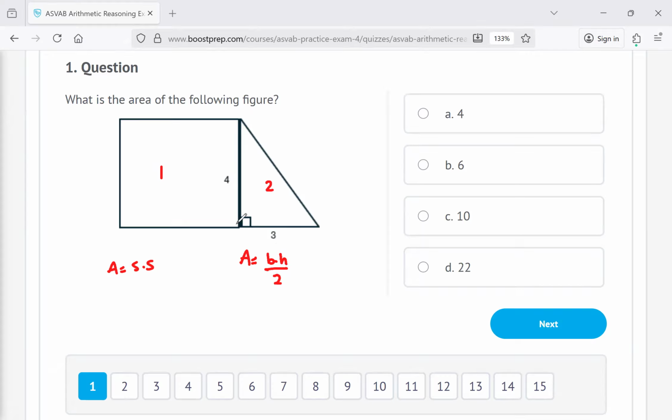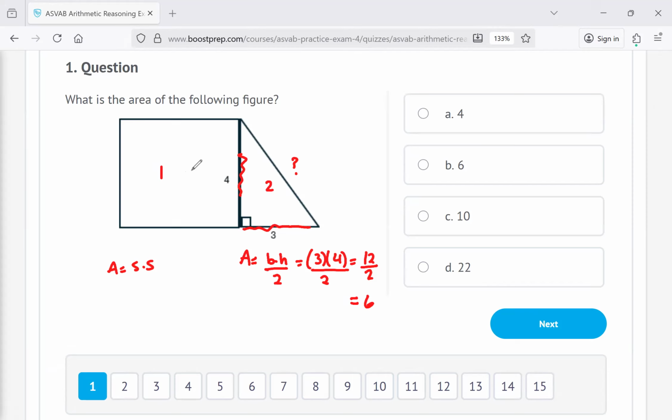I think the triangle is pretty simple. We have everything we need. You do not need to find the hypotenuse. Why? Because we have everything we need. The base is 3, the height is 4, all over 2. 3 times 4 is 12, over 2, which is 6.